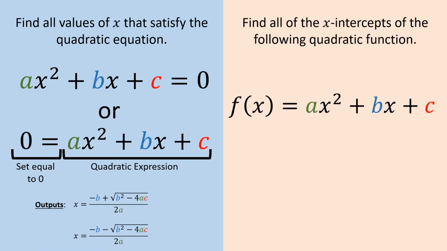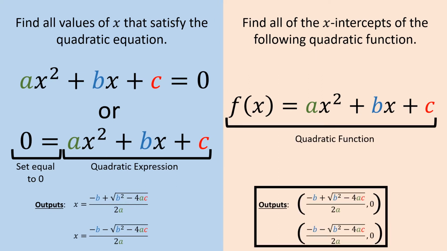Another scenario arises when we have a quadratic function that we want to find the x-intercepts of. And the output of the quadratic formula for a quadratic function is going to be 2 points that represent the x-intercepts, where the x value of these points is just going to be the values we get from the quadratic formula, and the y value is going to be 0.